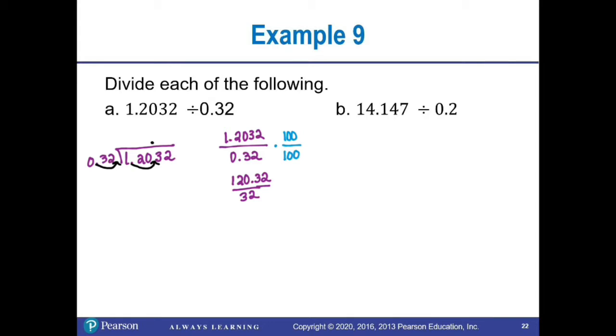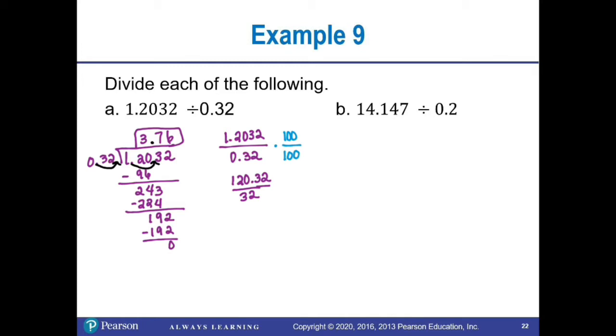And you'll notice this is what we have represented out to the left. We have the 32 that we're dividing by, and we're dividing into 120.32. That was after we moved those decimal places. 32 goes into 120 3 times with 24 left. Bring down your 3. 32 goes into 243 7 times with 19 left. Bring down your 2. 32 goes into 192 6 times with none left. And so our answer is 3.76.